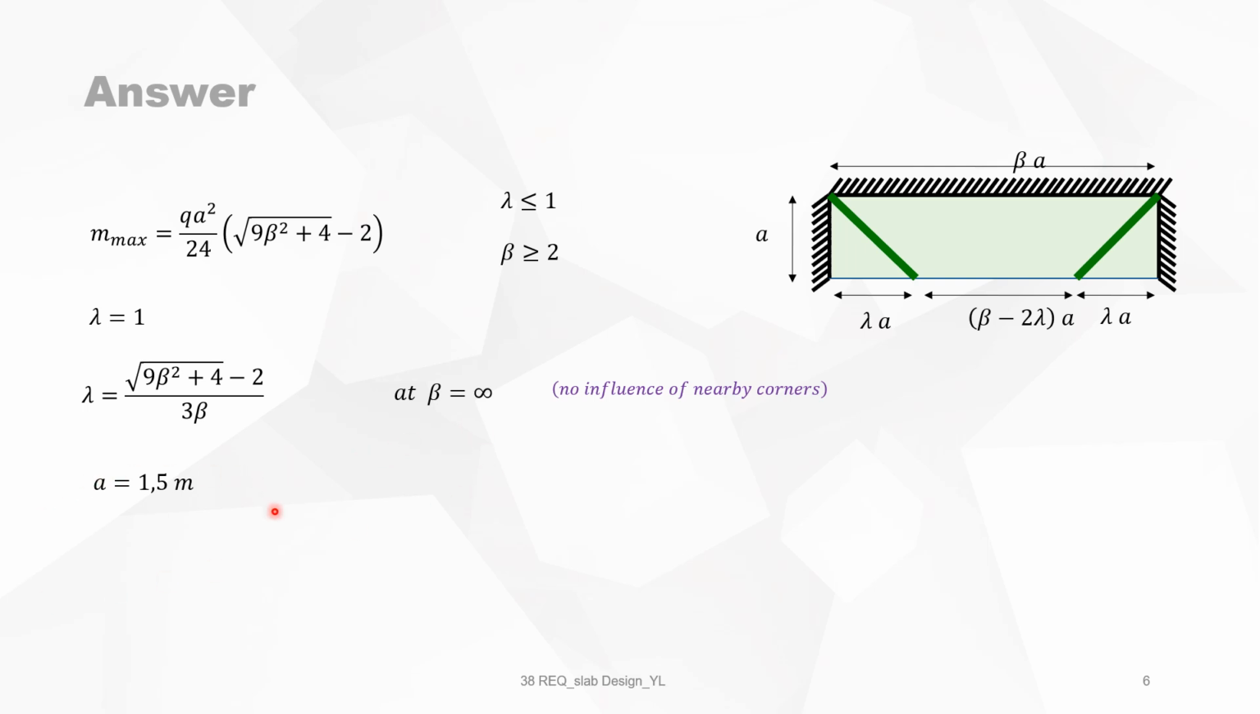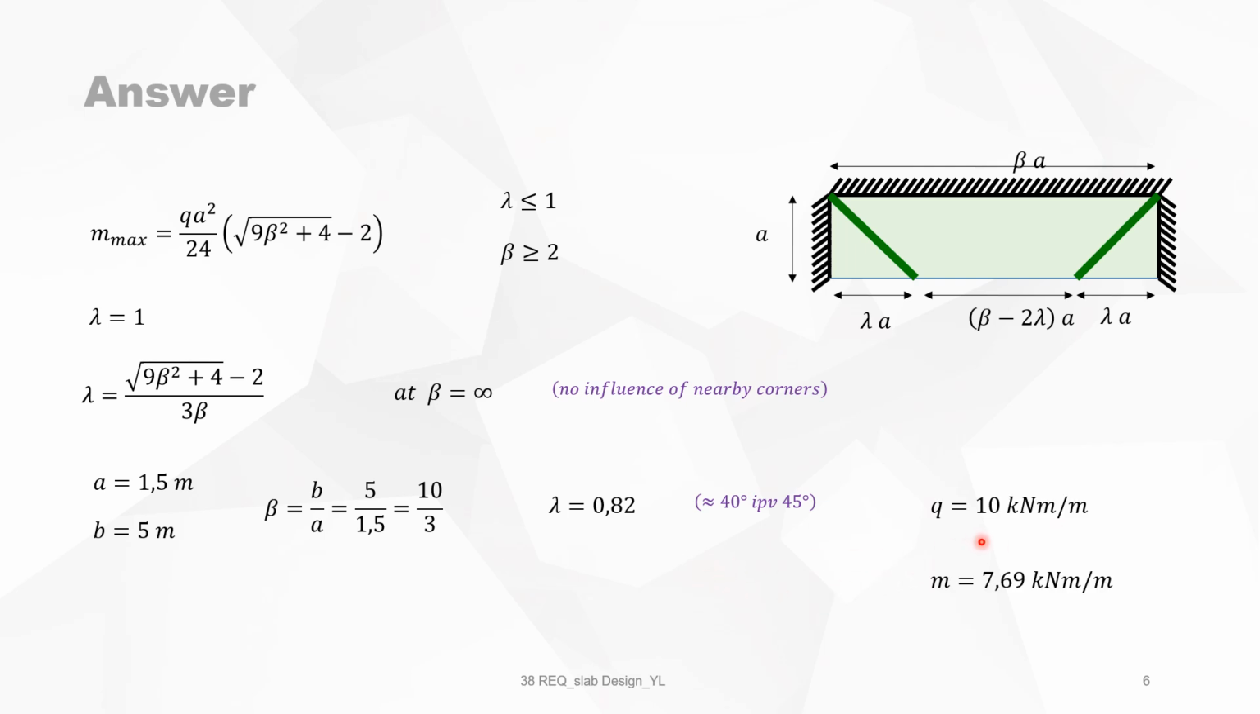Now let's take the example when A is 1.5 meter and B is 5 meter, then beta is B over A. It's 10 divided by 3. And if you fill in beta in this equation, you find lambda is 0.82, which means that this angle is more or less 40 degrees instead of 45 degrees. 45 you find with the 30, 45, 60 rule. And the load is 10 kilonewton per meter, so the bending moment, easy to calculate with this formula, is 7.7 kilonewton meter per meter.